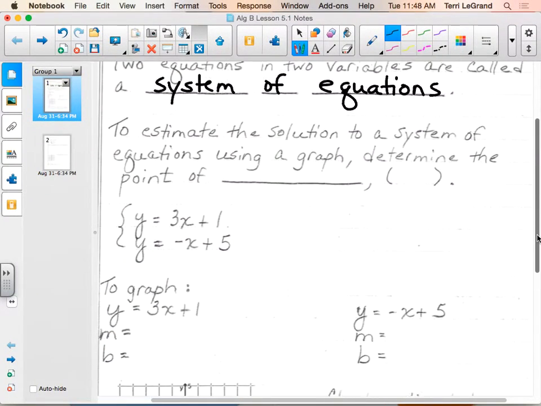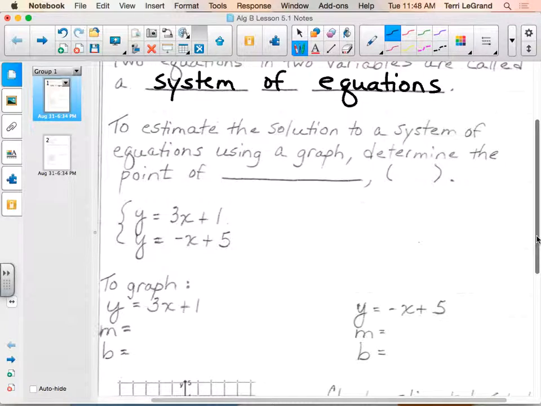Well, when we solve it by graphing, we really only estimate the solution. That's why when we solve it by graphing, we do a check problem. So to estimate the solution to a system of equations using a graph, you're going to determine the point of what? What's that called? Intersection. The point of intersection. Where are those two lines meeting? And they're going to meet at what we call an ordered pair. It will have an x value and it will have a y value. So when we're solving for the two variables x and y, they're going to be combined together in an ordered pair.